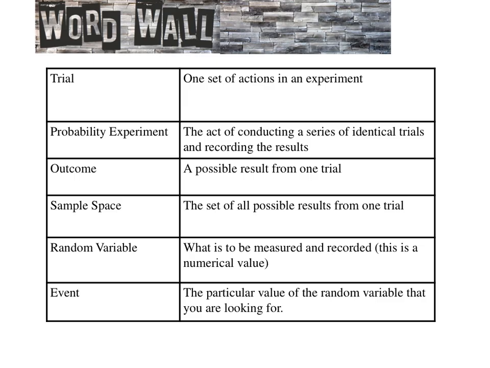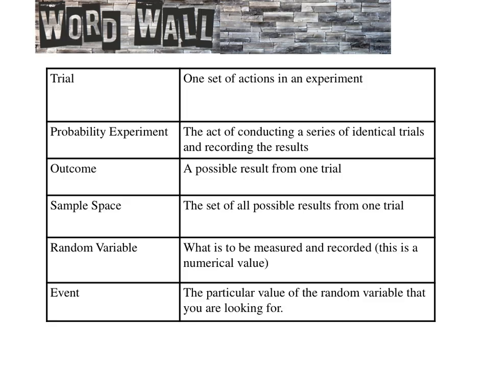A trial is one set of actions in an experiment. Probability experiment is the act of conducting a series of identical trials and recording the results. You're going to be doing this in a bit. You're going to flip coins. Outcome is a possible result from one trial. Right? If I'm flipping a coin, I can have a head or a tail. There are 2 possible outcomes.